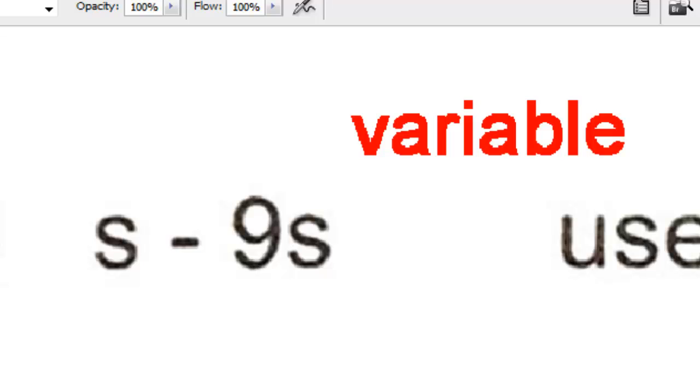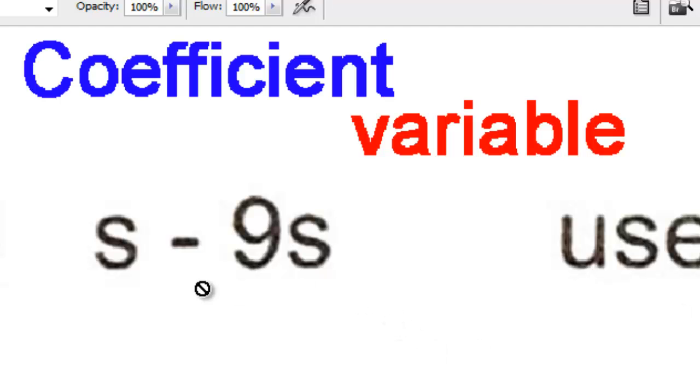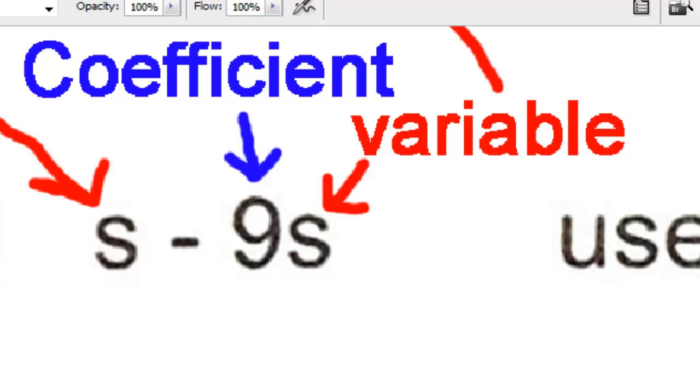Today we're going to be evaluating expressions. So let's first review a little bit of vocabulary. With this particular expression we've got a variable, in this case the s, and we also have a coefficient, the number right next to the variable. We've actually got two variables, so it's s minus 9 times s. And what is s? For this exercise, s is going to be 9.